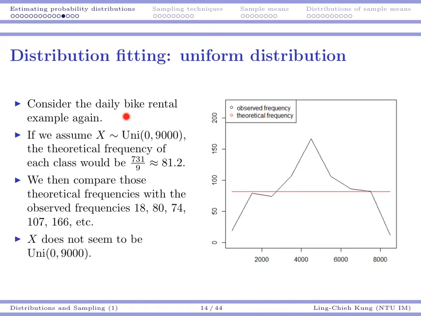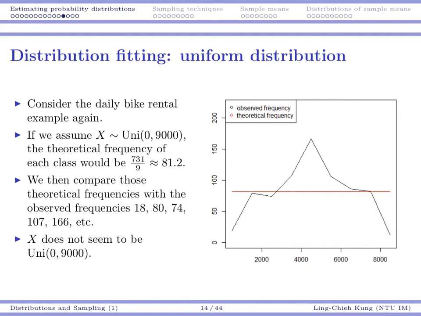If that's true, then for the class between 0 to 1000, the theoretical frequency would be around 80. From 1000 to 2000, that's around 80, and so on. Because we believe each value has the same probability to occur, for each class it should occupy about 1/9 of the total frequencies, which is around 80. And then we compare 80, 80, 80, 80, 80 to 18, 80, 74, 107, 160, and 6, and so on.